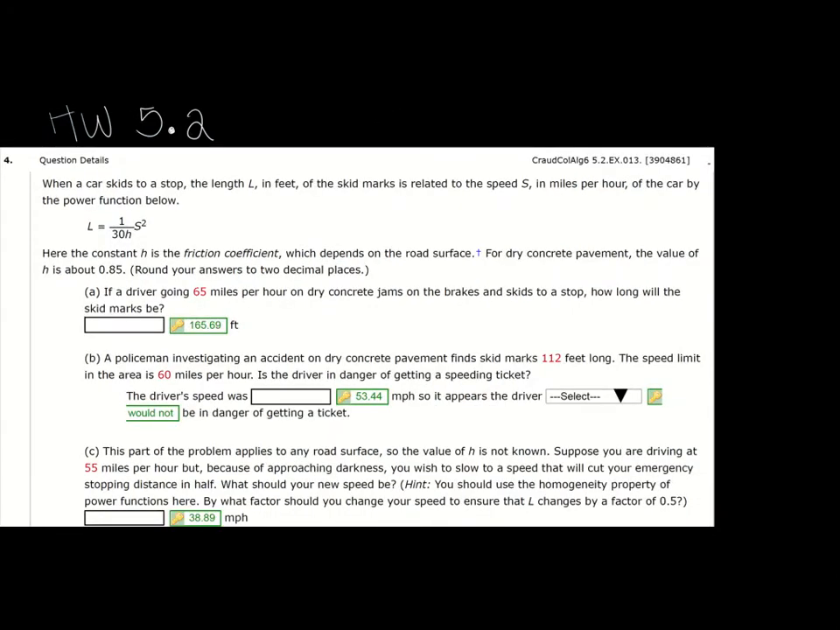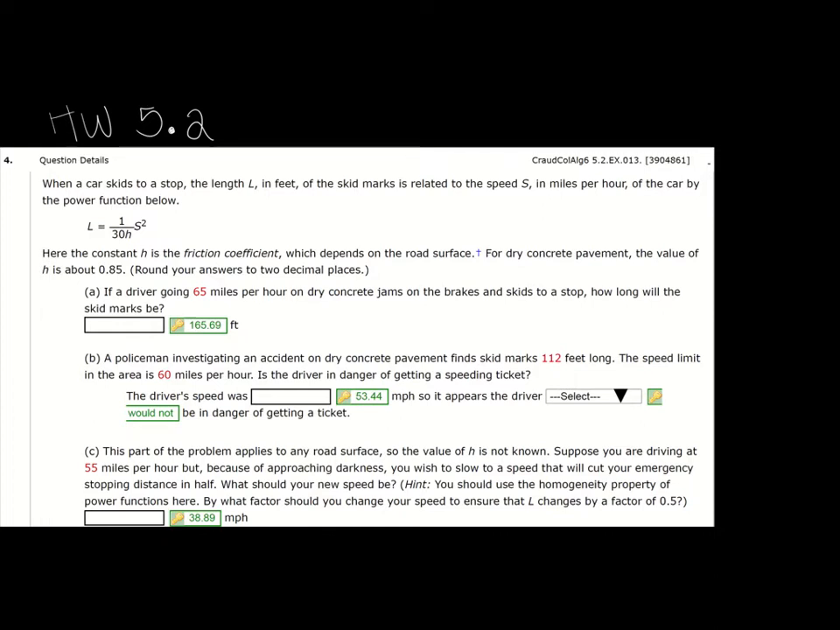All right, we're here in 5.2. I'm doing question number 4. I like to do this problem. I have gotten a couple of questions on it, so I wanted to address it here in the video. We have a car that is driving along at a certain speed.